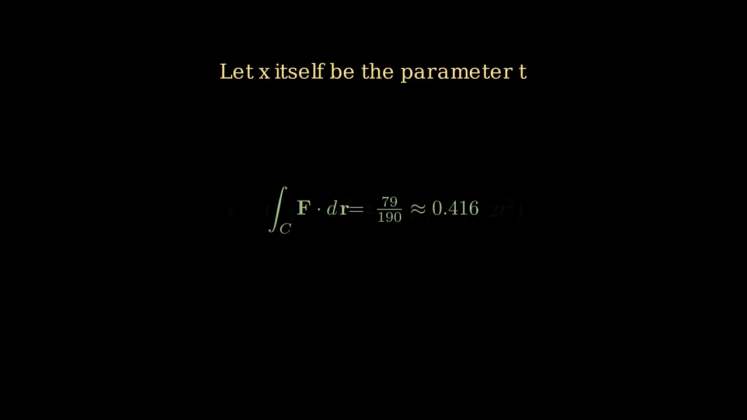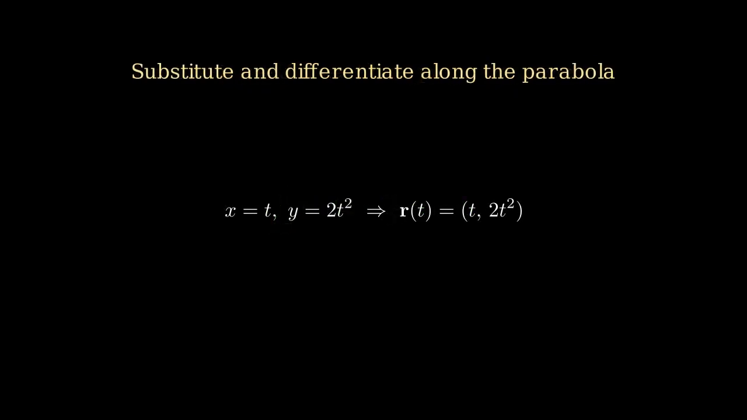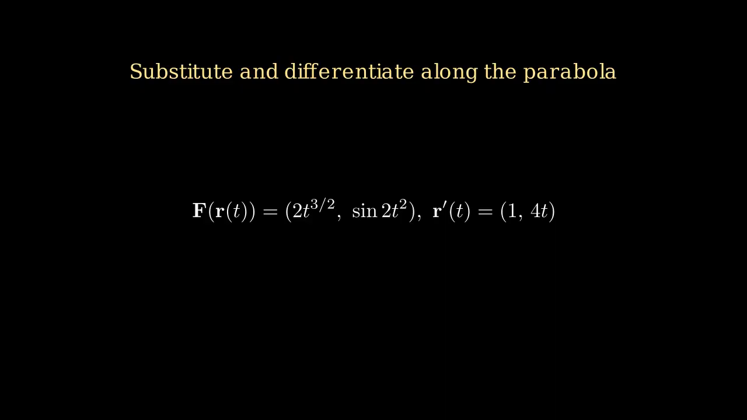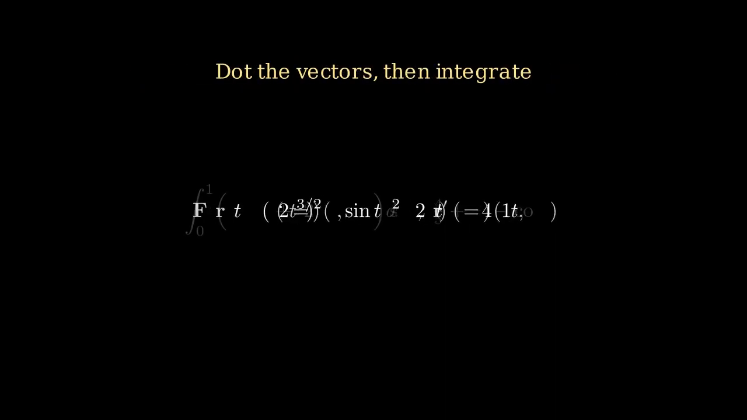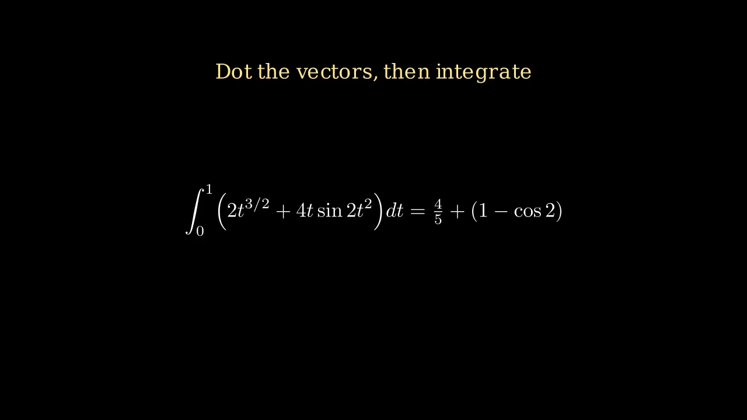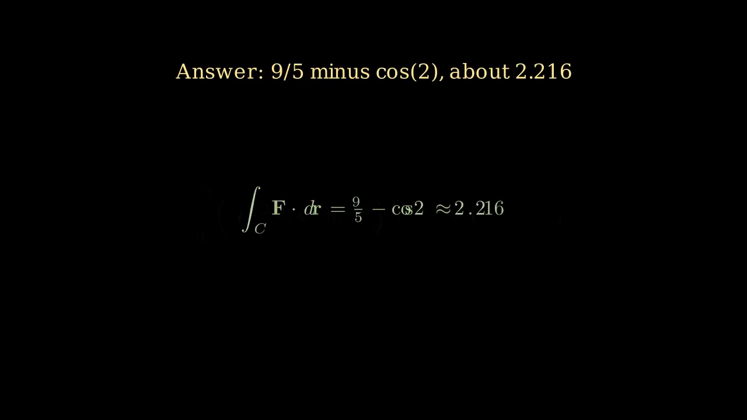Part B. Field F equals square root of 2xy, sine of y. Curve is the parabola y equals 2x squared with x between 0 and 1. Pattern to recognize. Since y is already given in terms of x, let x itself be the parameter t. Don't invent a new letter. Substitute, differentiate, dot, and integrate from 0 to 1. Answer: 9/5 minus cosine of 2, approximately 2.216.